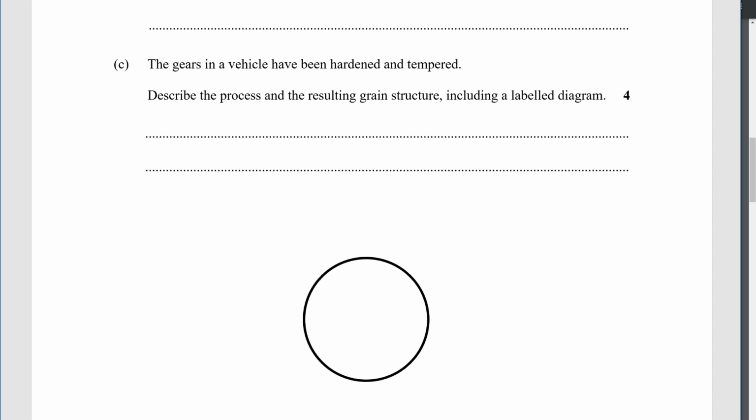Right, we're going to heat to red hot, or heat to 100% austenite, or heat to 100% gamma steel, then quench rapidly in oil. That's sufficient for the 2 marks. You've described the process. It does say describe the resulting grain structure. The resulting grain structure is acicular or needle-like grains.